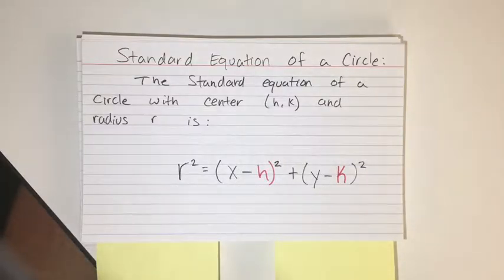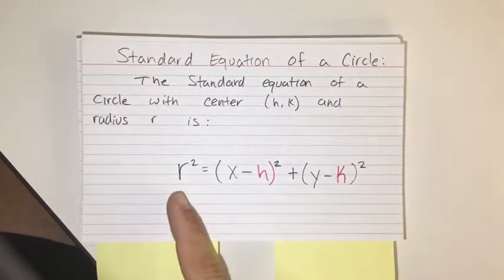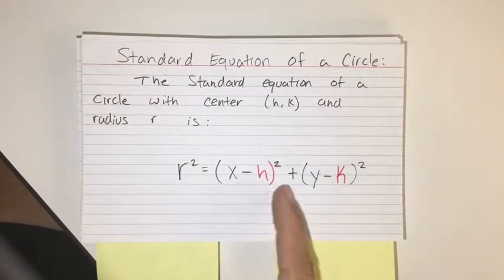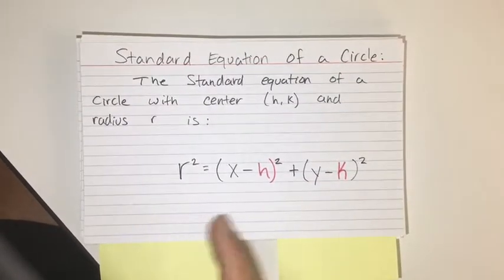All right, so we are going to talk about the standard equation of a circle today. The standard equation of a circle with a center of (h, k) and a radius of r is r squared equals (x minus h) squared plus (y minus k) squared. Now this should look familiar.